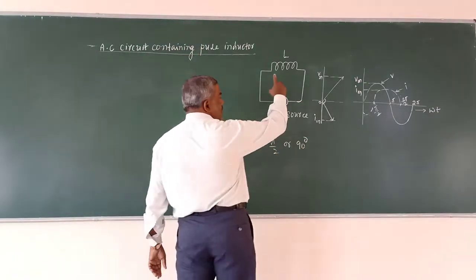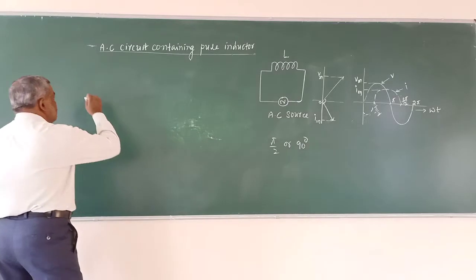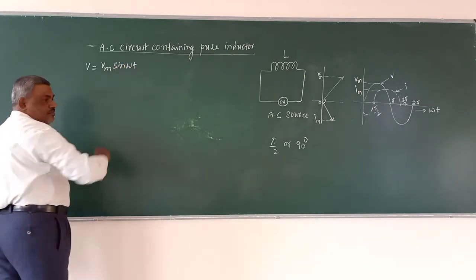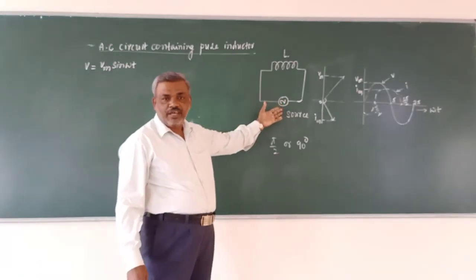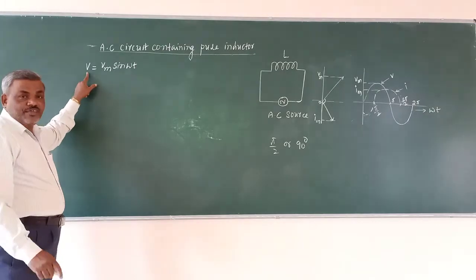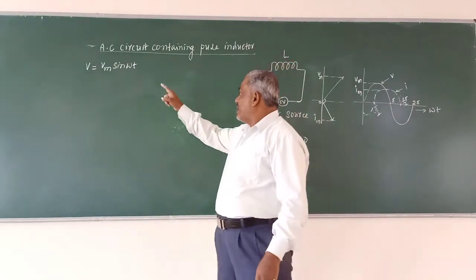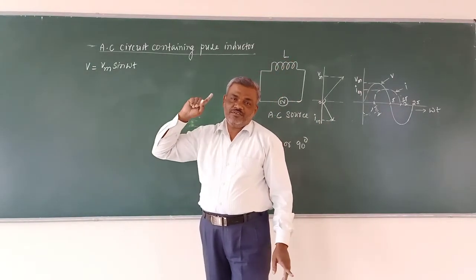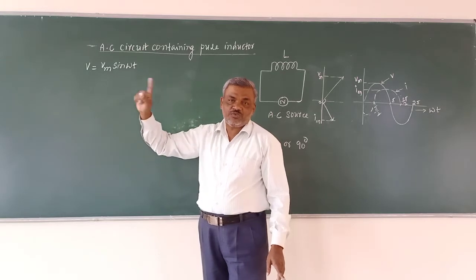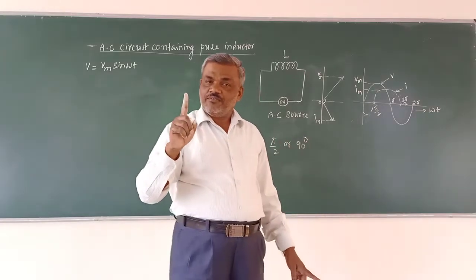Now we have the inductor of inductance L connected in series with an AC source. The source voltage V equals Vm sin omega t. The alternating voltage applied to a pure inductor is a very important mathematical formula: V equals Vm sin omega t. V is the source voltage. Vm is the peak value of alternating voltage. Omega is the angular frequency of AC. So first write the formula, then explain the terms.